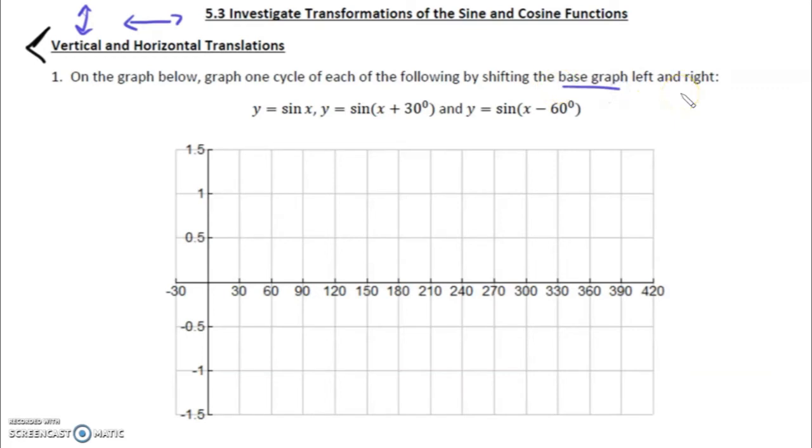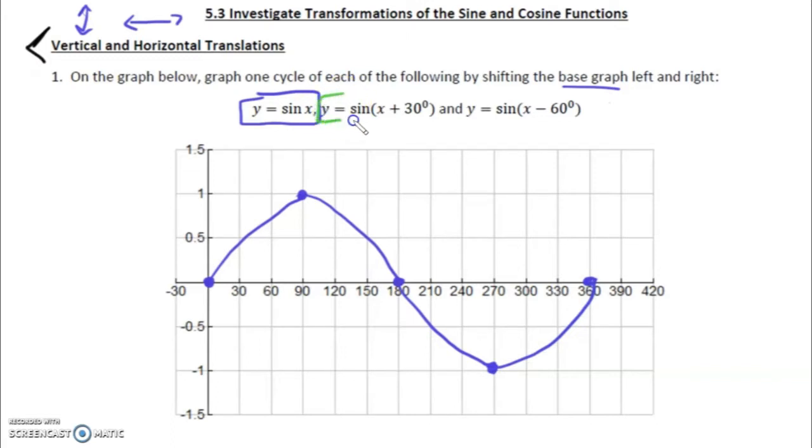Thinking back to 5.2, we talked about the critical points. For y equals sine x, we plot sine x at (0, 0), (90, 1), (180, 0), (270, -1), and (360, 0). That's always going to be the base graph, or the parent function, for sine x.